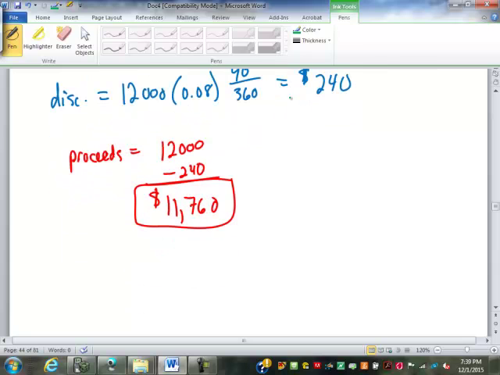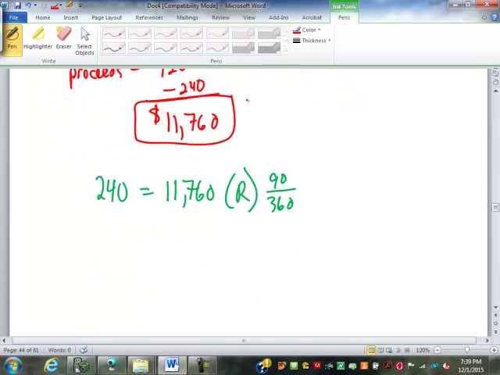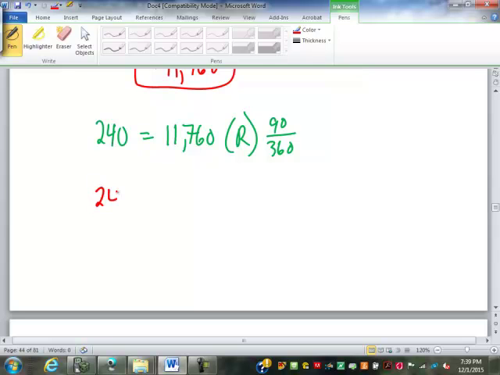So for the effective rate, that's the number we're going to use. So we got $240 in interest. That's going to be our effective principal. It's $11,760. The rate now is what we're looking for, the effective rate, and our time is still 90 out of 360. So we're going to do the 11,760 times 90 divided by 360, which is going to give us, what, $2,940, I believe? Something seems off there, doesn't it?